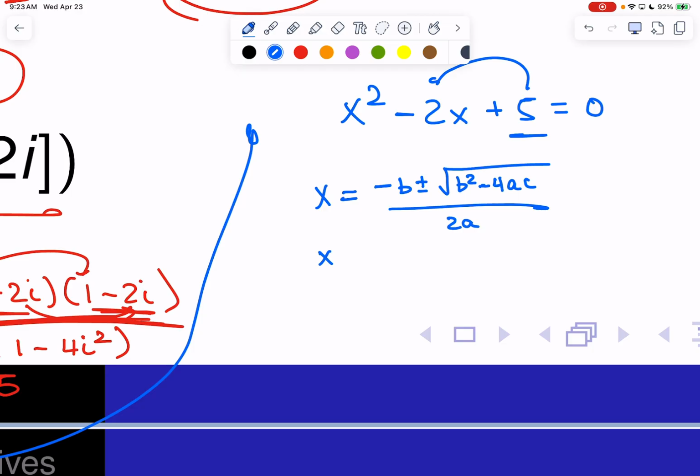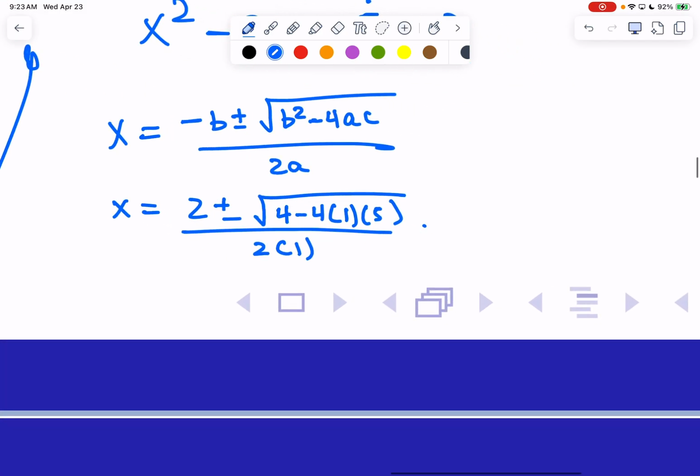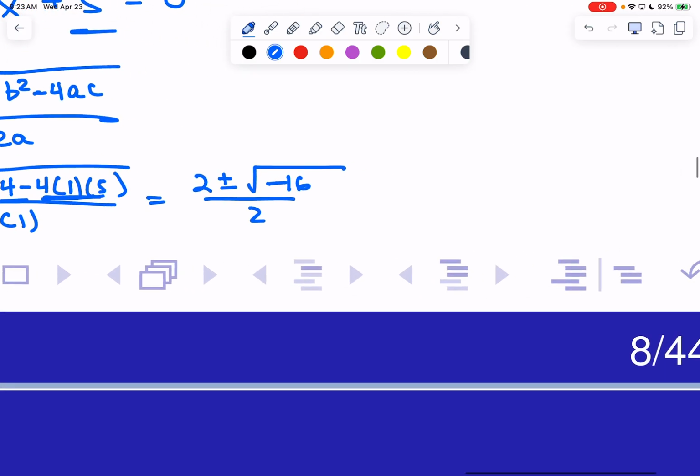All right, here we go. Negative b, what's negative b? 2. Plus or minus the square root of? What's negative 2 squared? 4. Minus 4 times 1 times 5 over 2 times 1. Are we good with that? All right, are you ready? Here we go. 2 plus or minus the square root. What's 4 minus 20? Negative 16 over 2. Wonder what we're cooking up here. What's the square root of negative 16? Poke the i out first.